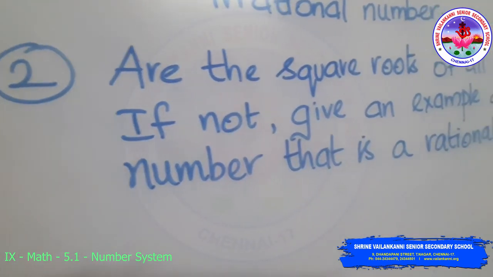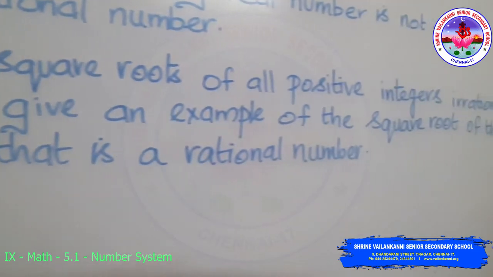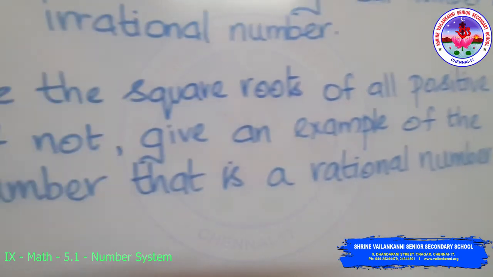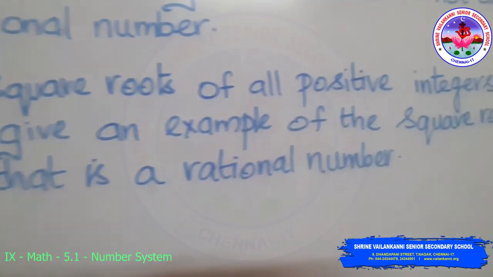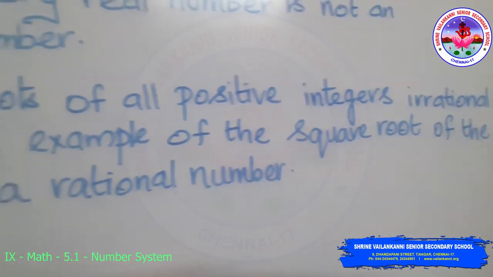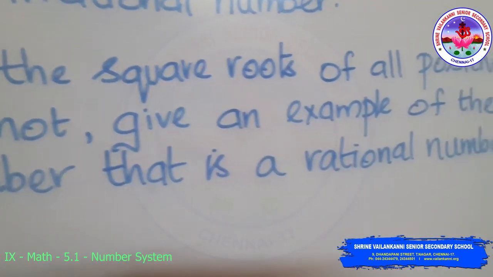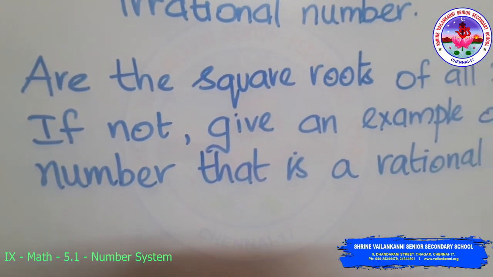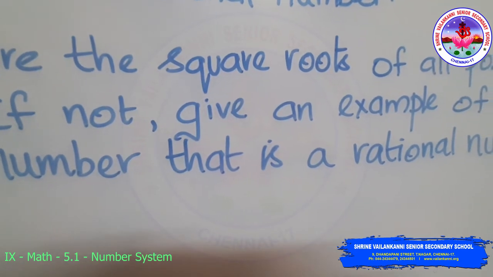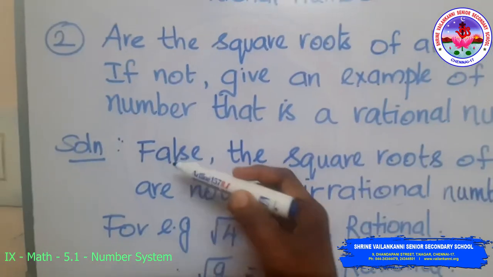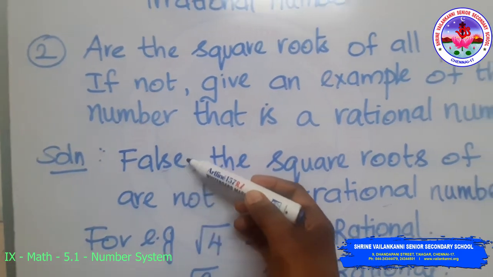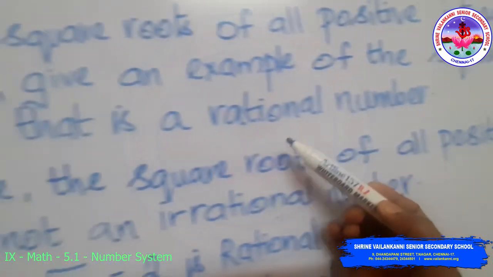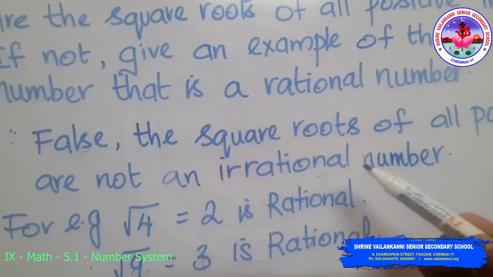Second problem. Are the square roots of all positive integers irrational? If not, give an example of the square root of a number that is a rational number. So we want to show whether this statement is true or false by justifying with an example. The statement is false. That is, the square roots of all positive integers are not irrational numbers.